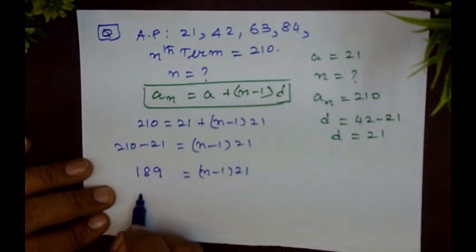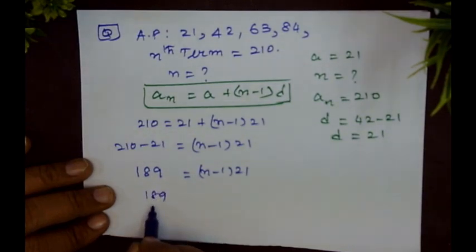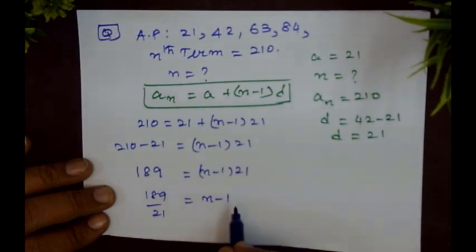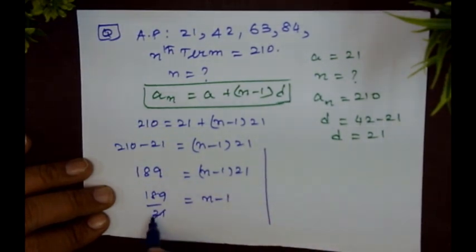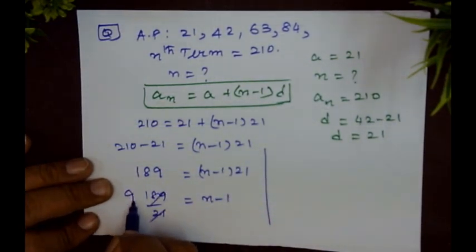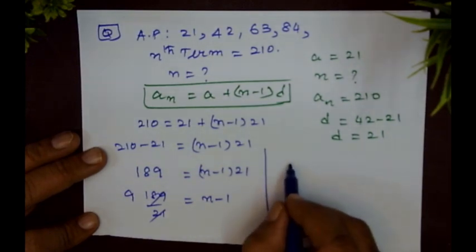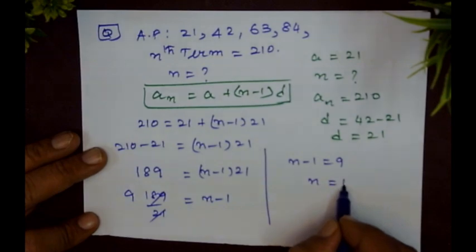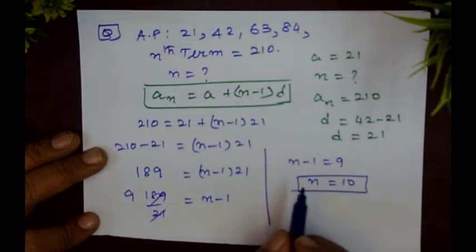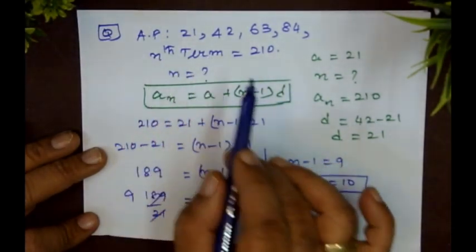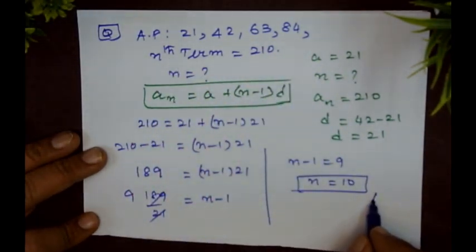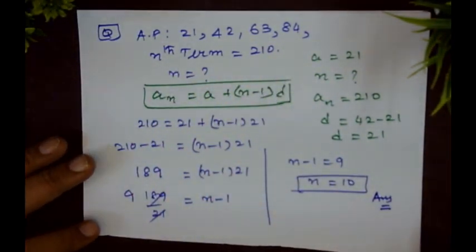You can bring this 21 this side to the denominator. So 189 divided by 21 is equal to n minus 1. So this is 9 times, is it not? So n minus 1 is equal to 9, n is equal to 10. So the nth term is 10. It means the 10th term will be 210. Okay.